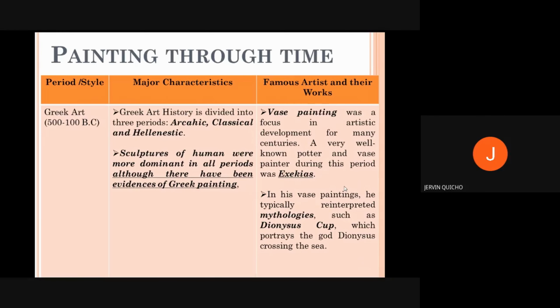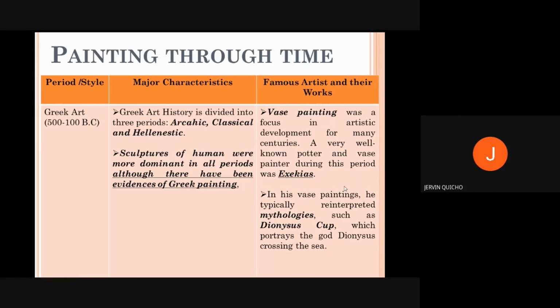Next is the Greek art. When you hear the word Greek art, what comes first in your mind is mythology, no? So, the gods and goddesses. Yes, that is true. That's what we have right now. It is divided into three periods: the Archaic, Classical, and Hellenistic.